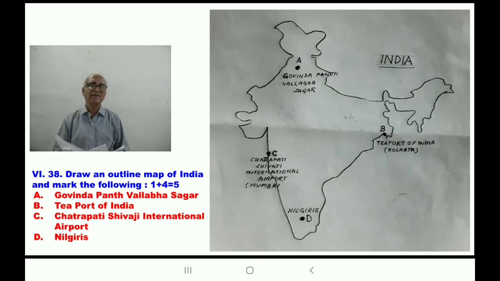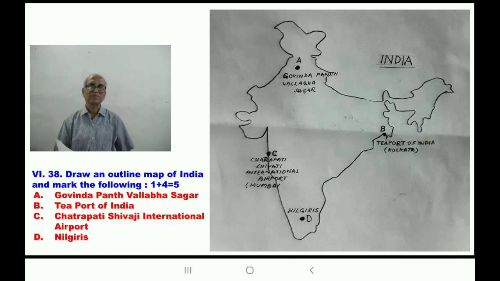Then B, tea port of India. Tea is grown mainly in Assam. From where do we export it to other countries? It is brought to Kolkata. So when they say tea port of India, it means you have to show Kolkata. When you are asked Govind Pant Vallabh Sagar, you have to show Bakranangal Dam, its reservoir. Tea port of India, you can write there Kolkata if you like. Even if you don't write, only mark it.